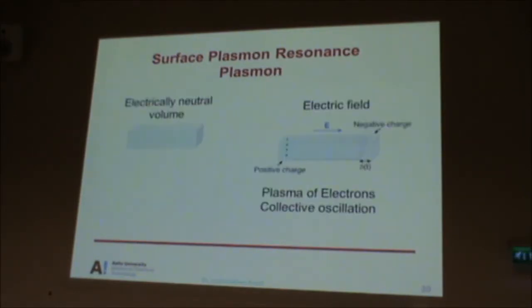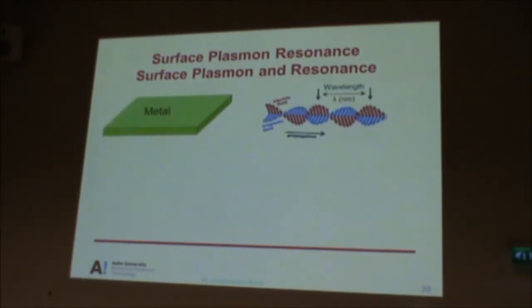Plasmon is an imaginary particle, because there are no positive particles actually. It's just the absence of electrons, and that's what you're imagining as a particle. That's why it's called a plasmon. Even the word photon, used for describing light, is also an imaginary particle. There is nothing called actually a photon.